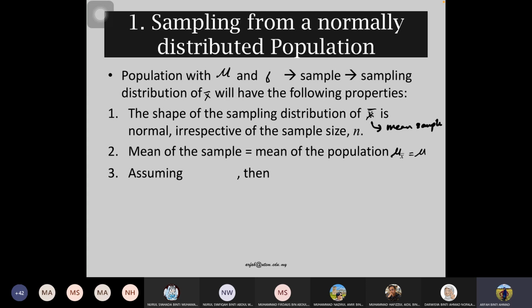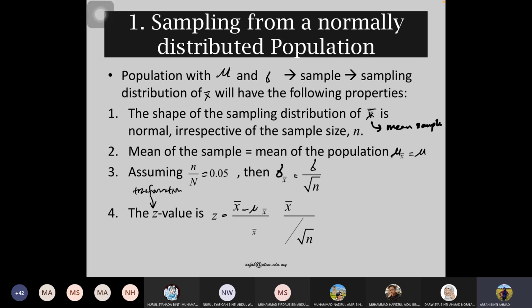And assume that the ratio between the sample size and the population is less than 0.05, then sigma X bar will be equal to sigma over square root of N. So the sample mean's standard deviation is equal to the population standard deviation divided by square root of N. The Z value, that is the transformation into the standard normal distribution, is Z equal to X bar minus mu X bar divided by sigma X bar, which is equal to X bar minus mu divided by sigma over square root of N. This is the transformation.